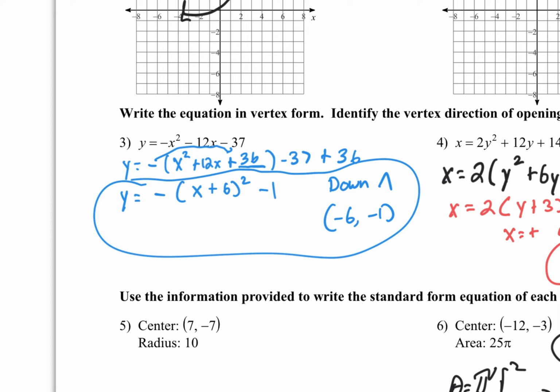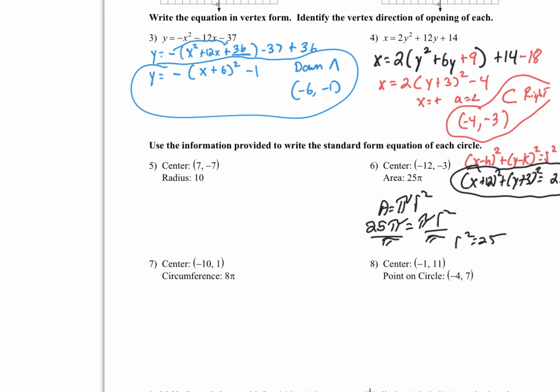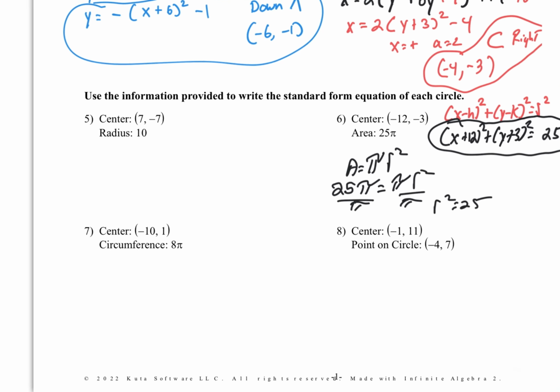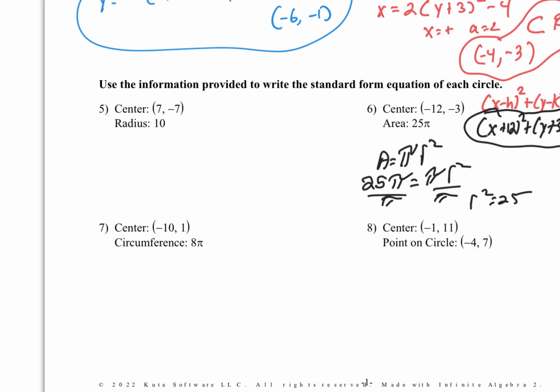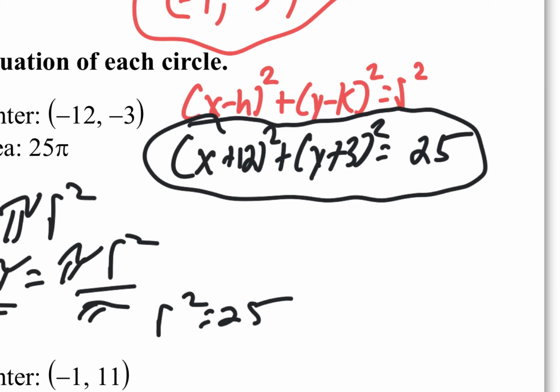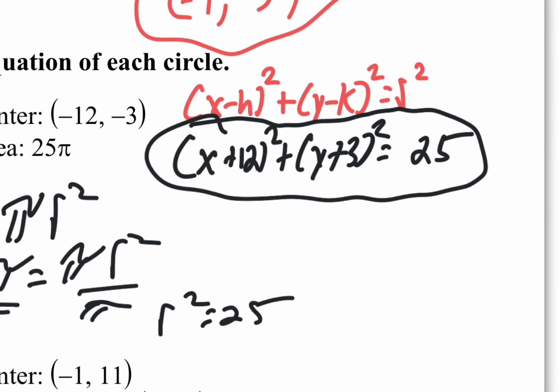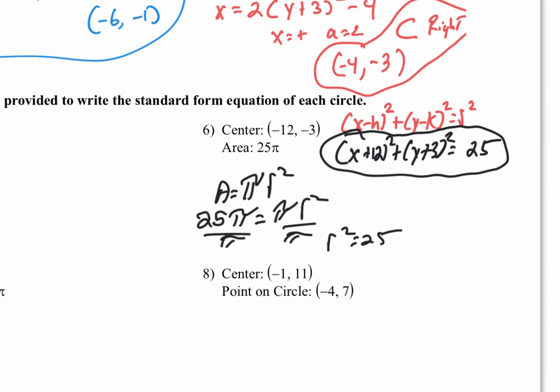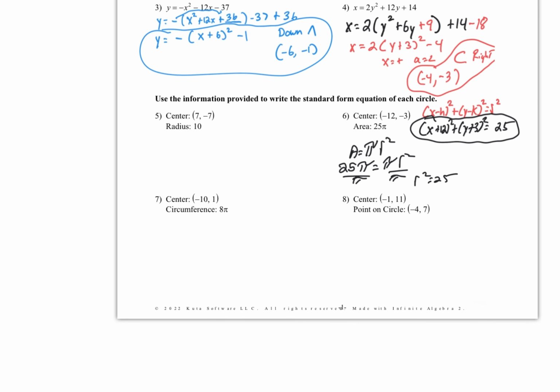So that's parabolas. The next thing we talked about then, when we talked about all this fun stuff, was circles. For these questions, we're going to do two of these. We're going to do 5 and 8. It says, use the information to write standard form of an equation of a circle. So standard form of an equation of a circle is (x minus h) squared plus (y minus k) squared equals r squared. Which, if you don't remember it, it's on the formula page.